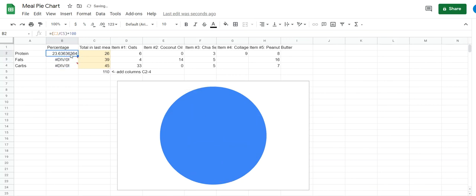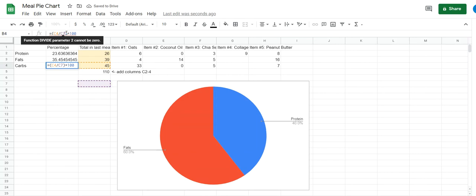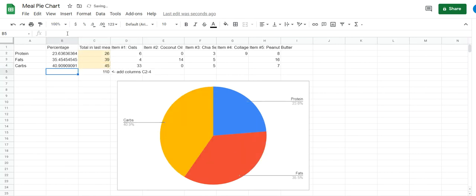Sometimes you can do that. Let's check out what's going on here. Equals C3, this should equal C3 over C5. Enter. Okay, and then this should be C4 over C5. Enter.